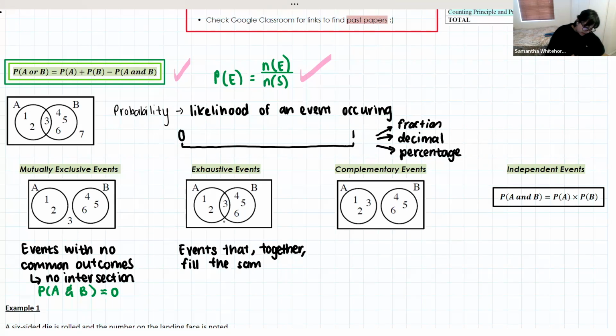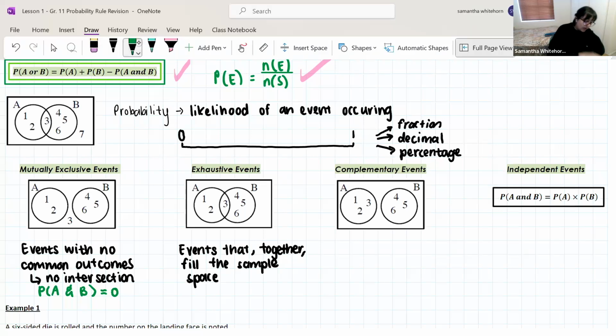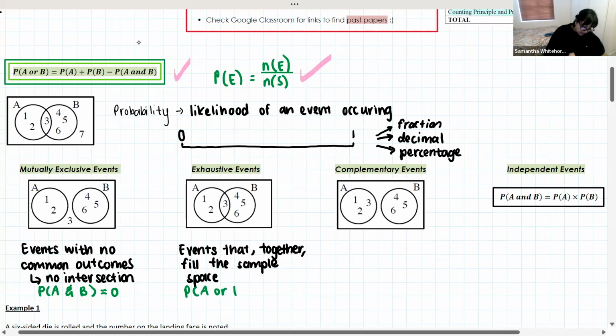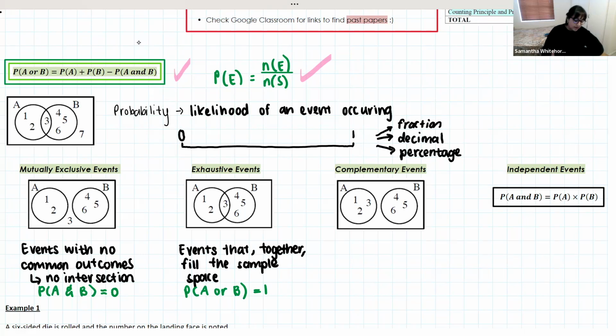And so again, what this means in terms of our probability rule is that the probability of A or B, I don't care if it's A, I don't care if it's B, I don't care if it's A and B at the same time, but A or B is 1. It's going to be one of those two. Because everything is contained in my events that I'm working with.